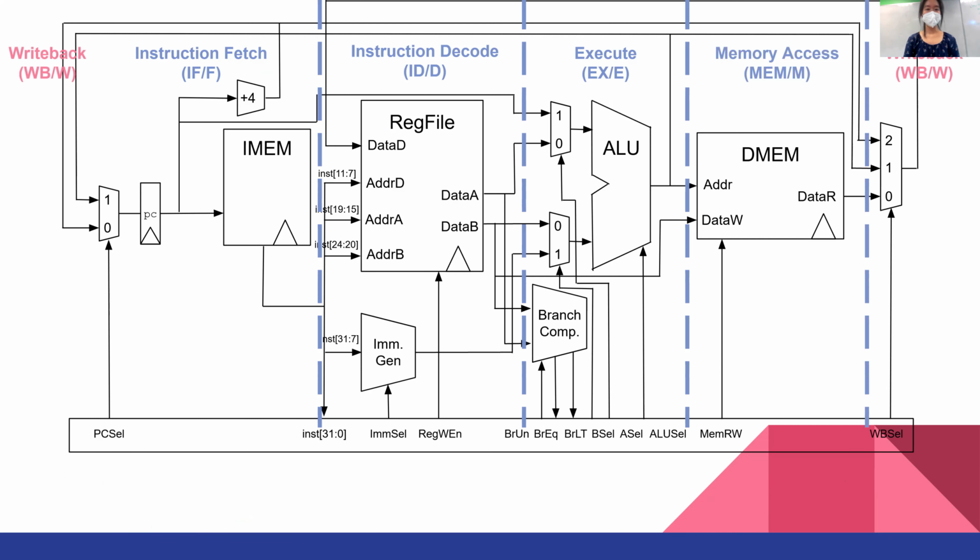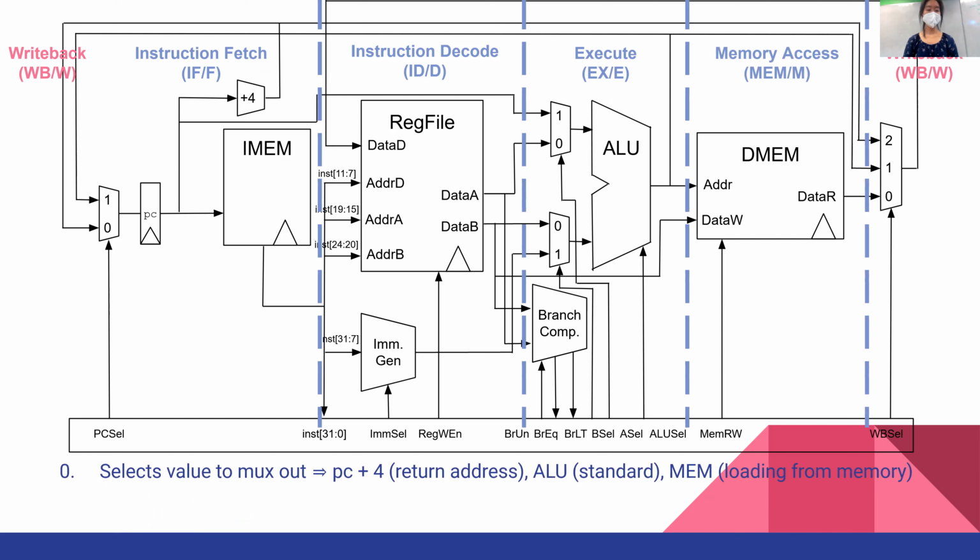Okay, so then for our last stage, we can see that we have write back select, and it happens in the very end as well as the very beginning right here. And that's just because everything wraps around. There's no explicit start or end here. So what happens during the write back portion is it selects the value to mux out. So it's either going to be the return address PC+4 at position 2, ALU, which is pretty standard, at position 1, and then memory, which is loading from memory, at position 0. So this is a star, so any value can be returned. So this is our quote unquote third signal.